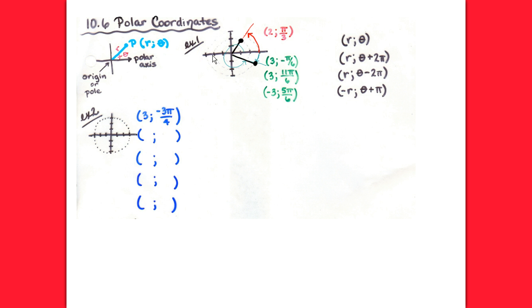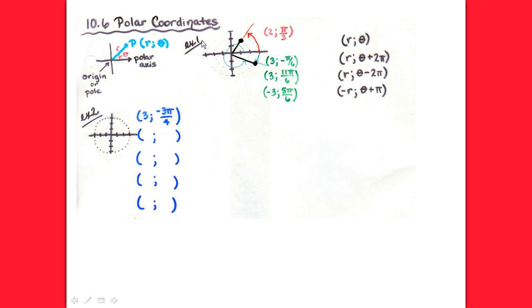Think about it up and down. If you have a positive 2, you go up 2. If you have a negative 2, you just go the opposite direction but the exact same length. So I'm going to do the same thing with a negative radius. If I had a positive 2 going this way, then a negative 2 would just go the exact opposite direction, the same length. If I had a positive 3 going this way, then a negative 3 would just go the opposite direction.